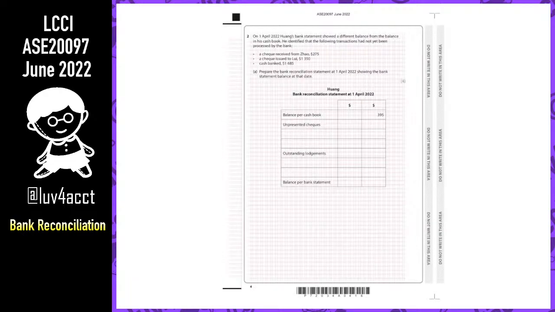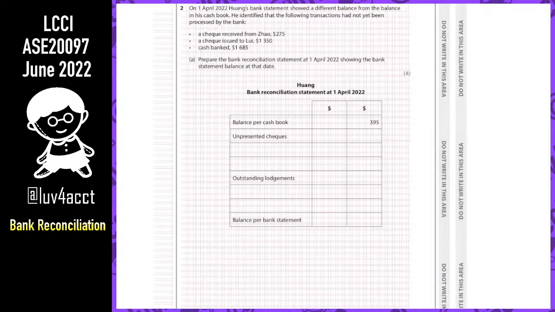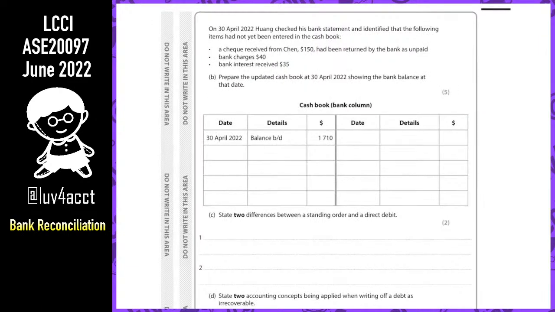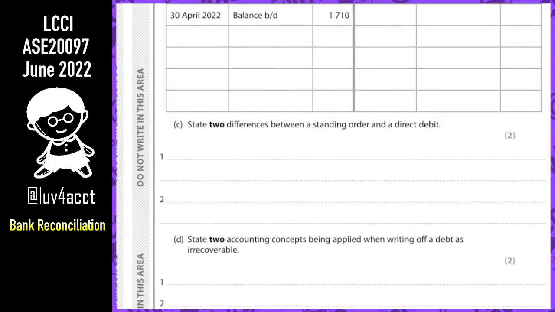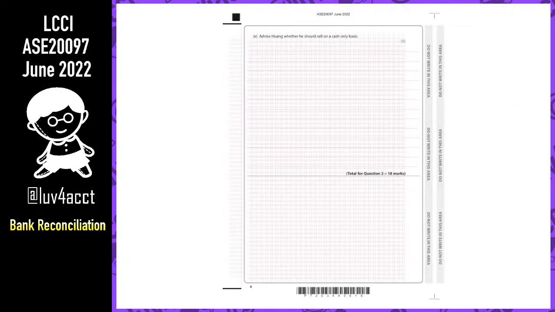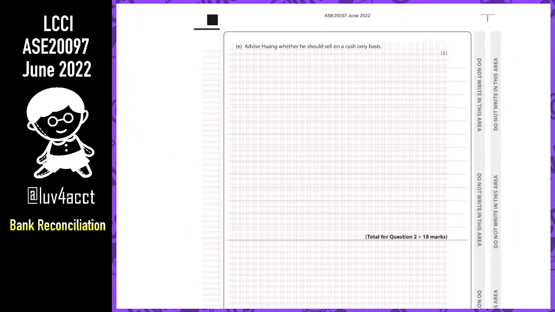we have to prepare the bank reconciliation statement. Usually we update the cash book first, but then it goes in part B. Okay, part B, update the cash book. Okay, and then bank rec. Okay, and then some questions. Okay, and then some advice. Okay, 5 points. Okay, and we have 18 marks here.